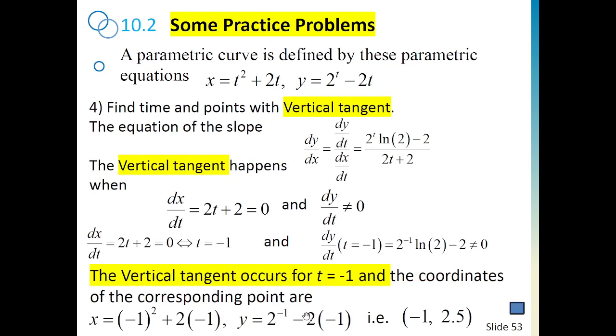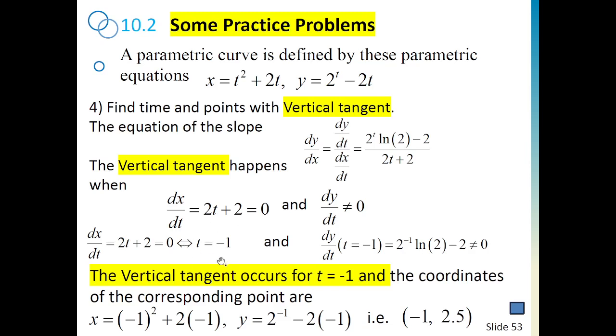So now for the vertical tangent, we need to find the t where we have a vertical tangent, and then find the corresponding location, the coordinates x and y for that value of t. Again, from the equation of the slope, the vertical tangent happens when dx/dt is 0 but dy/dt is not. So let's first find where dx/dt is 0. Well, it is 0 only at t = -1, and at t = -1 dy/dt is not equal to 0, so we are good to go. So we have a vertical tangent for t equal -1.